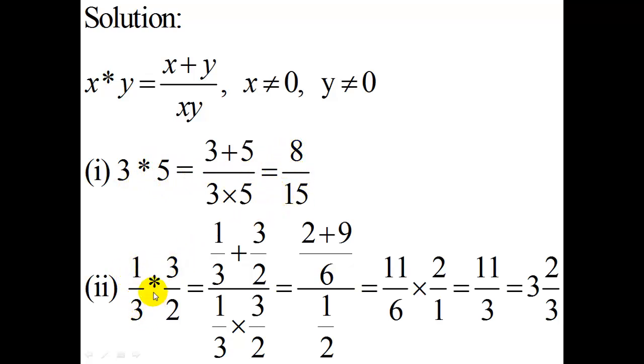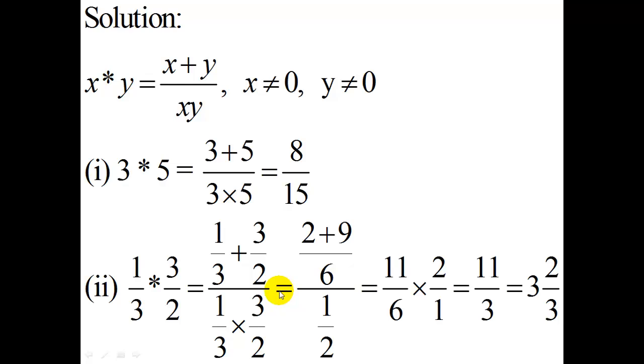Now 1 over 3 operated on 3 over 2. A equals 1 over 3. That is our x equals 1 over 3 and our y equals 3 over 2. So from the rule, x operated on y equals x plus y over xy. It means that 1 over 3 operated on 3 over 2 is equal to 1 over 3 plus 3 over 2, all divided by 1 over 3 times 3 over 2.